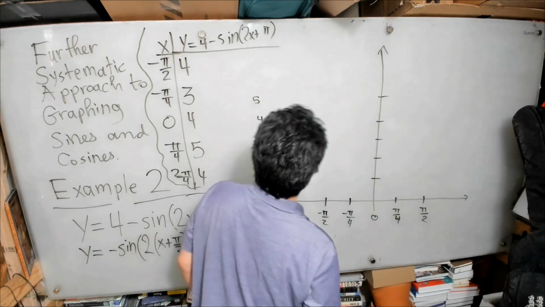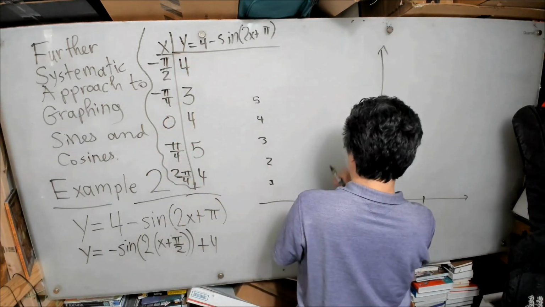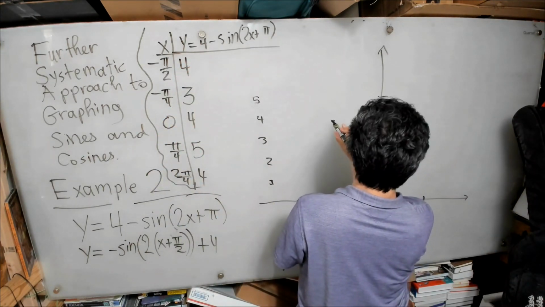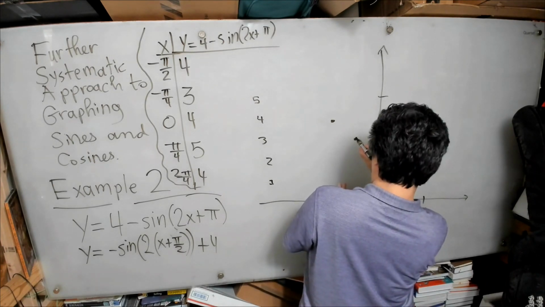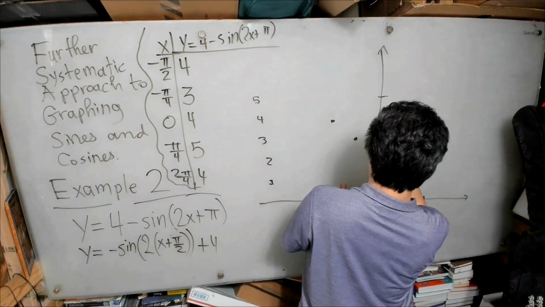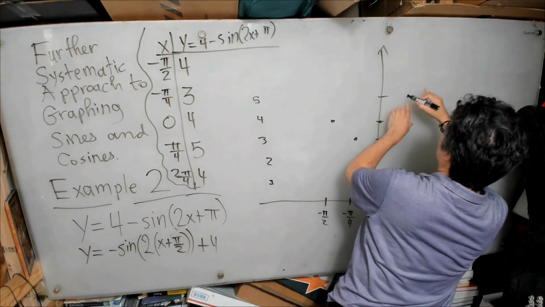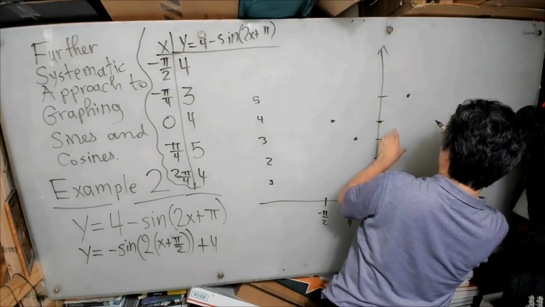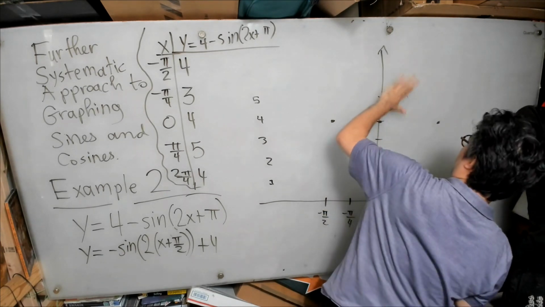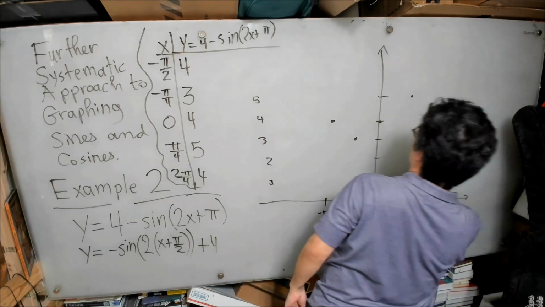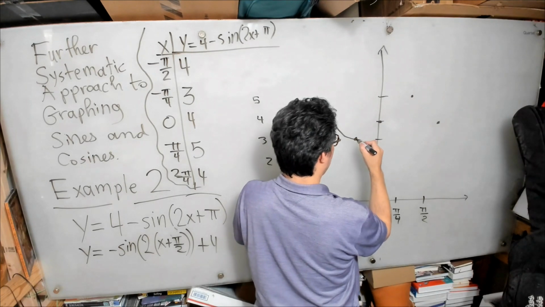Okay. Then here, 4, 3, 4, 5, and then 4. Okay, and the graph will therefore look like this.